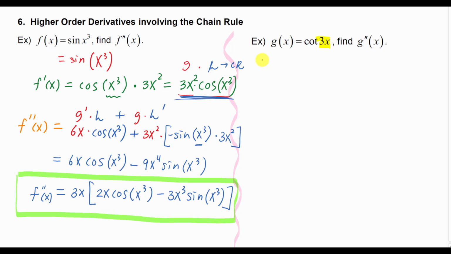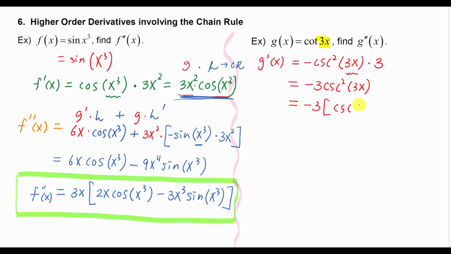Okay, so my g prime of x is equal to the derivative of the outside function, which is cotangent x. What's the derivative of cotangent? That's a negative cosecant square. Cosecant square of input times, I gotta use chain rule. Derivative of inner function is just 3. Oh, that was not bad. So this is just negative 3 cosecant square 3x. But remember, this is negative 3 times cosecant 3x squared is what this is.